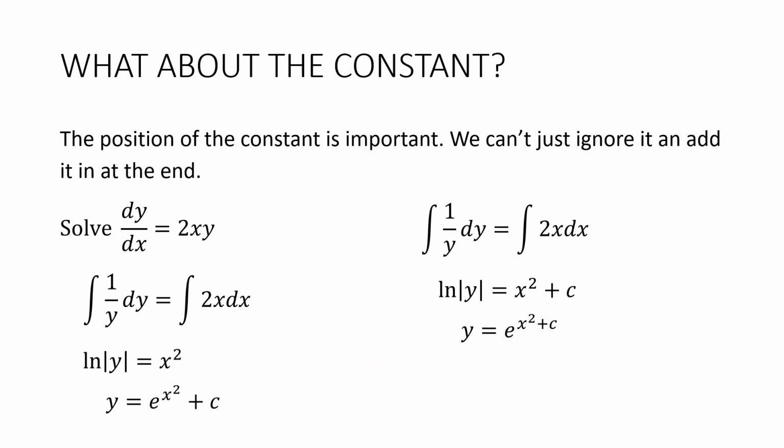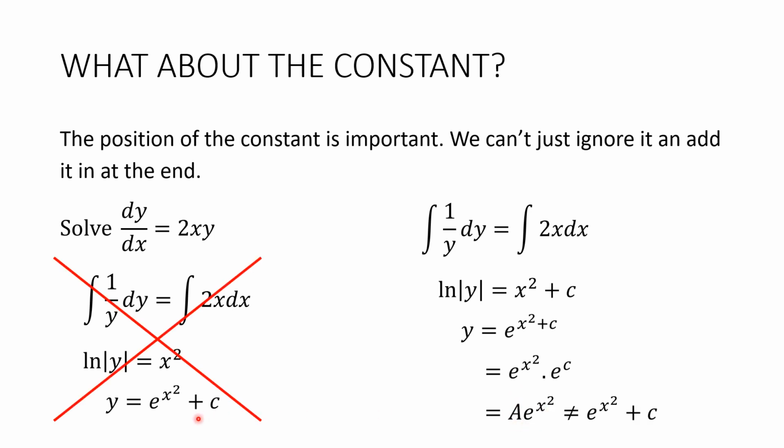Let's use our index laws. This is e to the x squared multiplied by e to the c, and this is a constant. Let's call it a. So can you see that the constant is actually a multiplier of e to the x squared? It's not added on at the end, so these are not the same thing. So add your constant in if you have to, before you make y the subject.